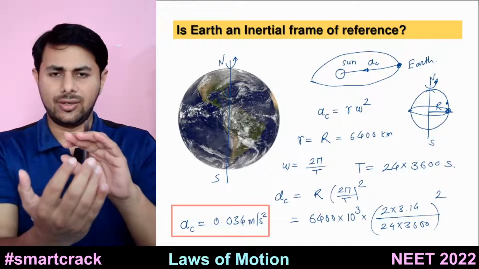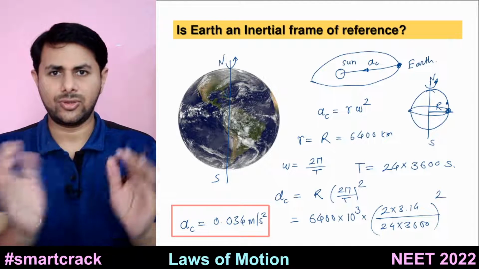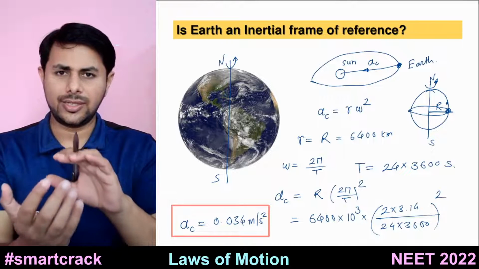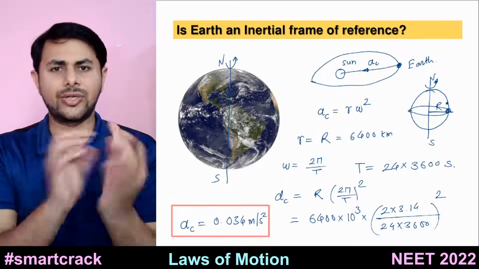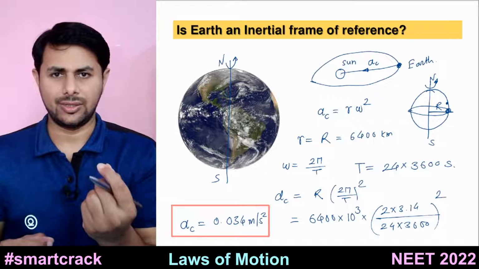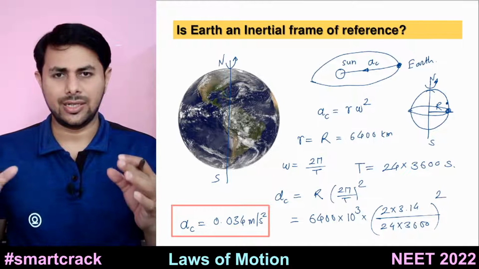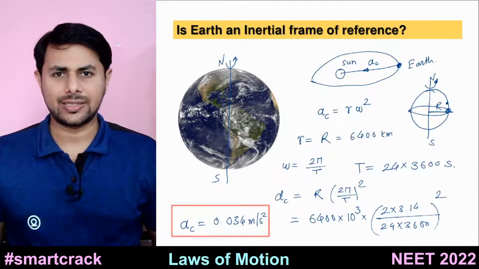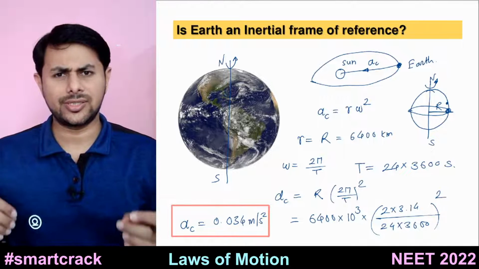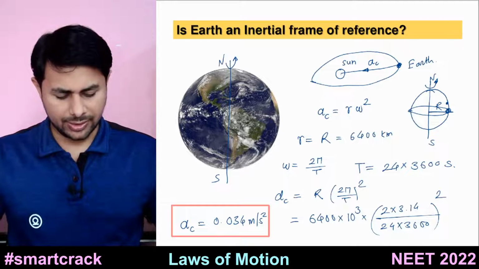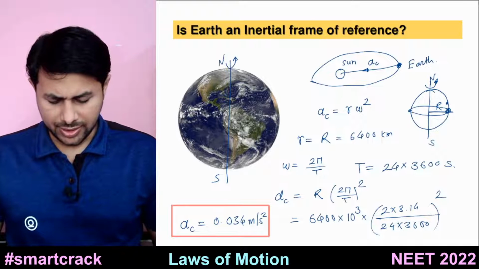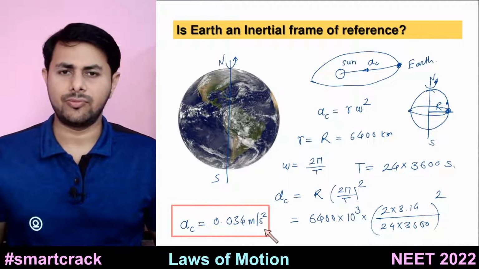And then there is Earth's rotation. Earth also rotates about an axis which passes through its north-south poles. So there is another acceleration due to the rotation of Earth. Every object on Earth will move in circular motion. That means every object on Earth feels some acceleration due to Earth's revolution around the Sun and due to Earth's rotation. So Earth is not strictly an inertial frame of reference, but if we calculate these accelerations, they are very, very small. It turns out to be 0.034 meters per second square.